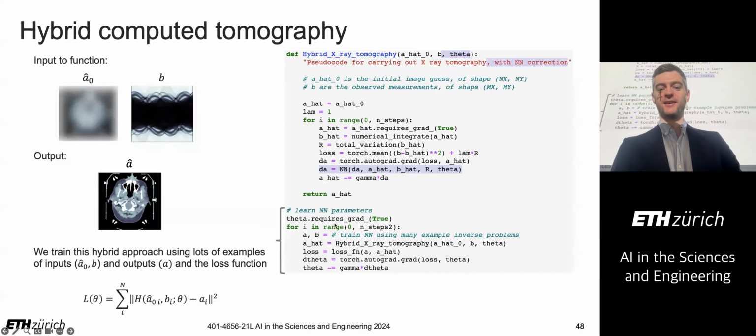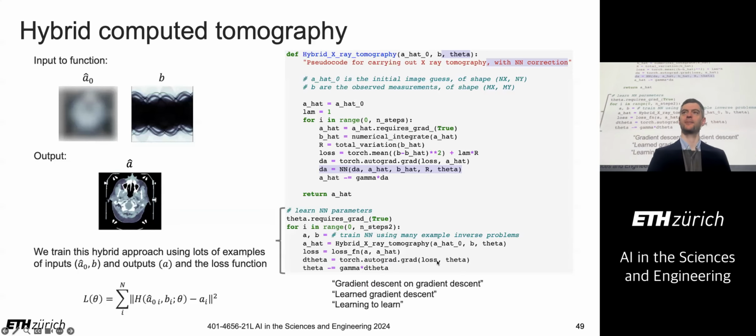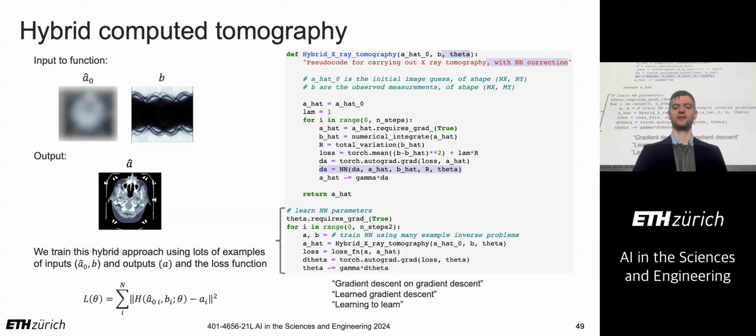So this for loop here, you start with some initial guess of what theta is. You run it through the hybrid solver, you compute your loss function, then you just use autograd to get the gradient of this loss function with respect to the weights of the neural network. So we call this gradient descent on gradient descent, or learning to learn, or this is also known as meta learning, depending on what field you want to talk about this.